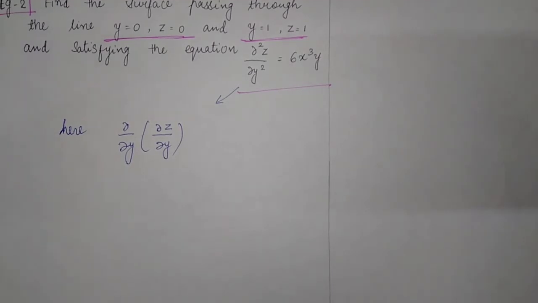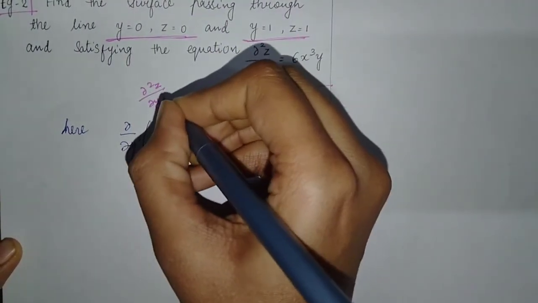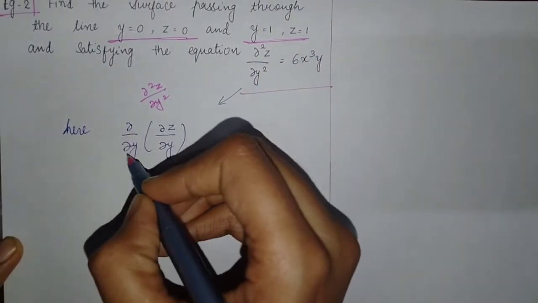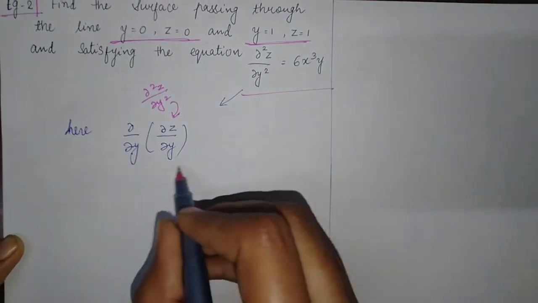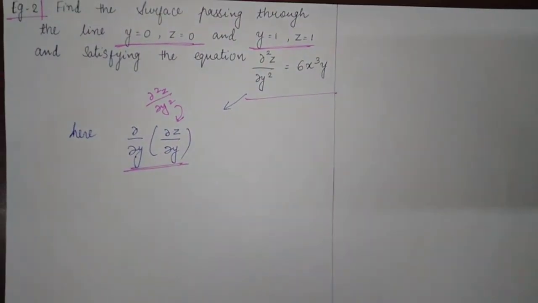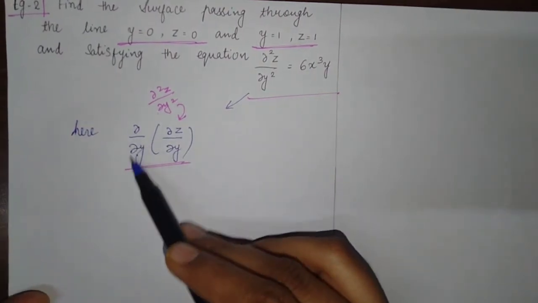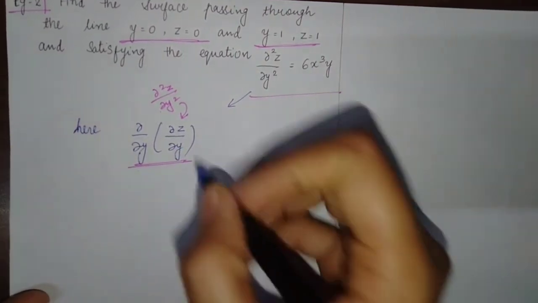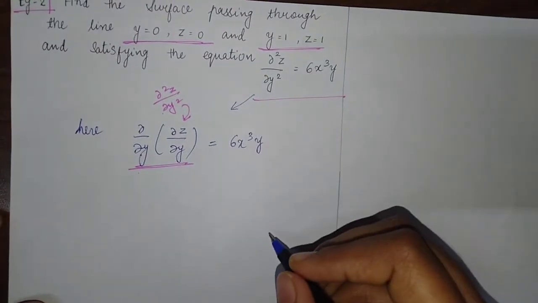del square z by del y square, if we separate it, what will happen? del by del y into del z by del y. Okay, so this term can be written like this. So I have written this term. Just as in the first one we separated x and t, here we separated y and z. So we will get del by del y into del z by del y equal to 6x cube into y.